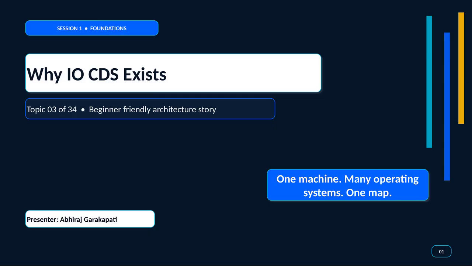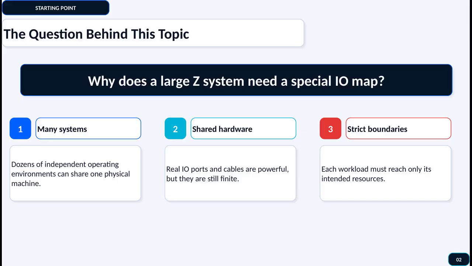This topic explains why the machine needs one trusted IO map before any operating system starts. Once that idea is clear, the rest of IO architecture becomes much easier to understand. A normal small server is easy to imagine. One operating system owns the machine, and most hardware belongs to that one operating system. A large Z environment is different. It can host many logical partitions, and each partition may behave like a separate computer with its own operating system.